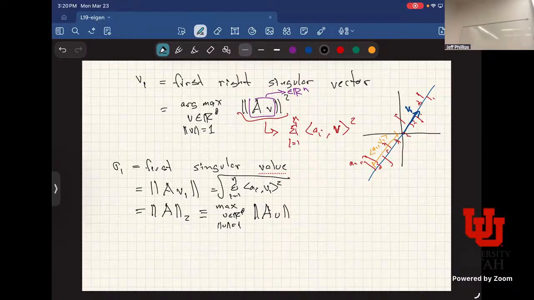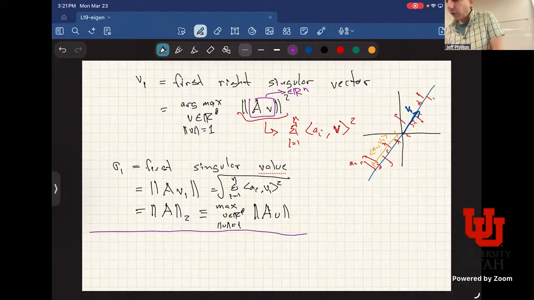That's what I maximized up here to get the first right singular vector. So that's why it gives me the spectral norm of A. This gives a sense that the spectral norm of A is actually just tied to this first right singular vector, so maybe this is not such a weird concept. Okay, so now we're connecting this together with the norm here.